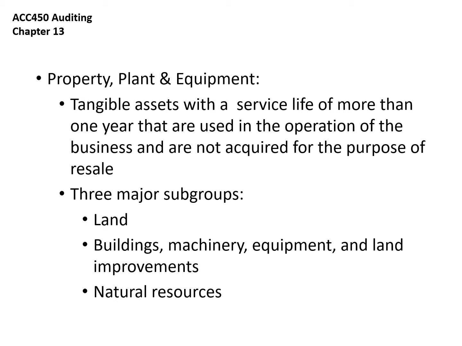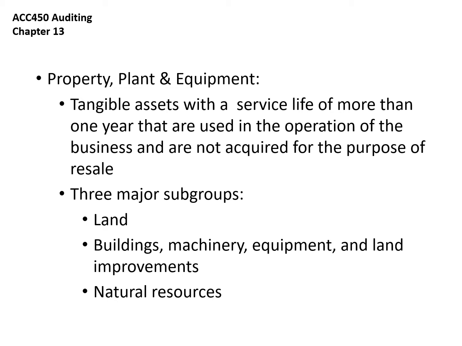So there are three major subgroups of property, plant, and equipment. The first category is land. All of you are aware that we separate that out because we don't depreciate land. It doesn't wear out. The next category is the biggest usually. It's buildings, machinery, equipment, which would be computer equipment, vehicles, all of those kinds of things. And then land improvements. You might remember that from intermediate accounting.